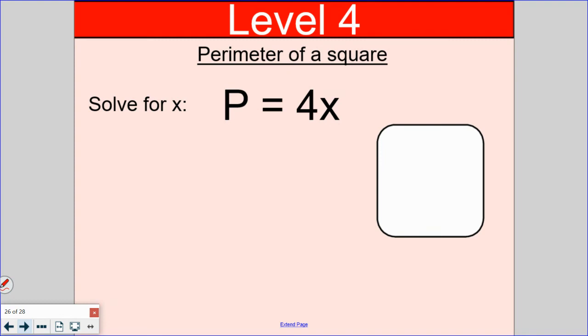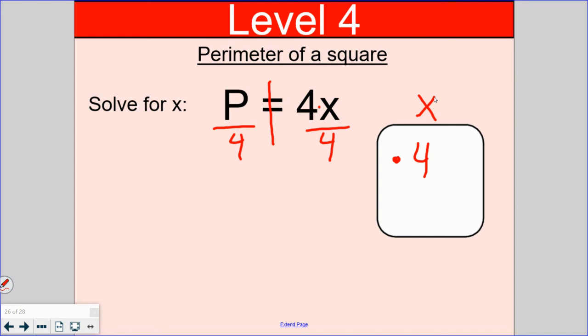So x is what I'm looking for, and I'm going to just do my chart like always, and I can see that x is being multiplied by 4. So I'm putting down what's happening. It's being multiplied by 4. Well, I'm going to undo that by doing the opposite operation. The opposite of times 4 is divide by 4. I'm going to do that on both sides of the equation.